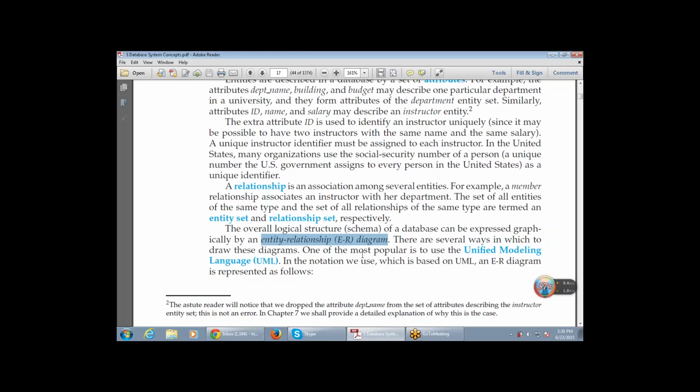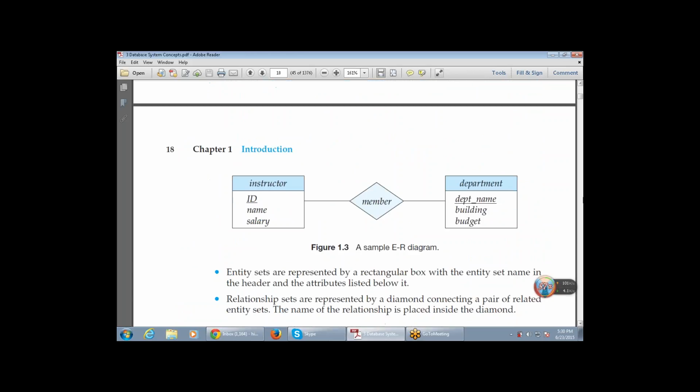There are several ways in which we can draw these models, and one of the most popular approaches is using UML, the unified modeling language. This is a sample of an ER diagram. There is an instructor with ID, name, and salary, which are the three attributes. Then there is the department, with department name, building, and budget, and this is the member relationship. The instructor is a member in the department.